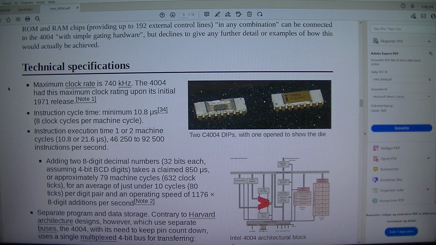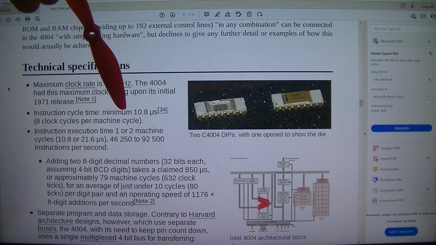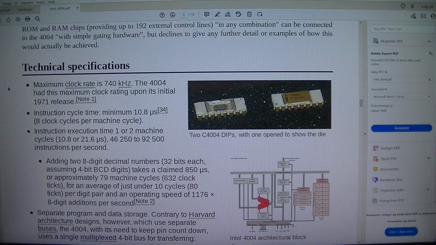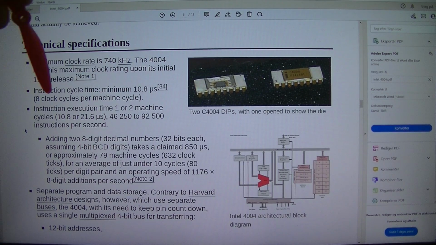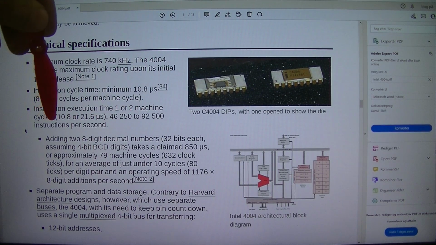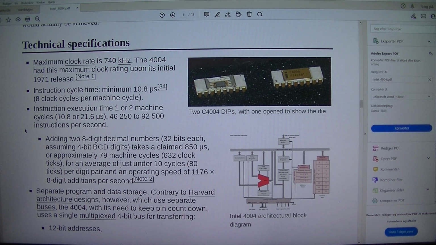Specifications. 2 C4004 DIPs, with one open to show the die. Intel 4004 architectural block diagram. Maximum clock rate is 740 kHz. The 4004 had this maximum clock rating upon its initial 1971 release. Note 1. Instruction cycle time, minimum 10.8 µs. 8 clock cycles per machine cycle. Instruction execution time 1 or 2 machine cycles, 10.8 or 21.6 µs, 46,250 to 92,500 instructions per second.